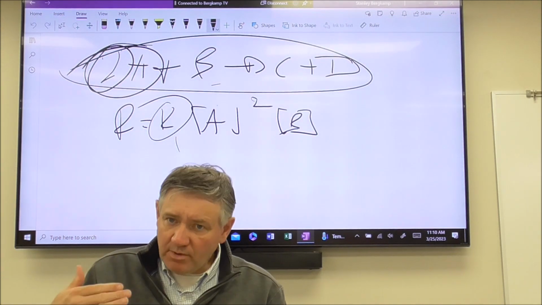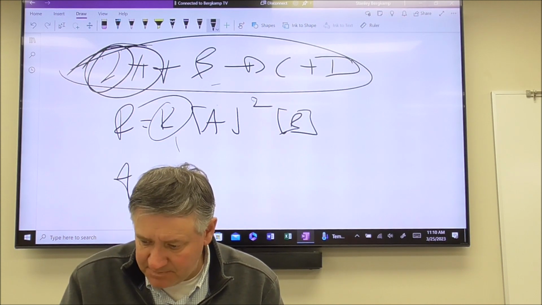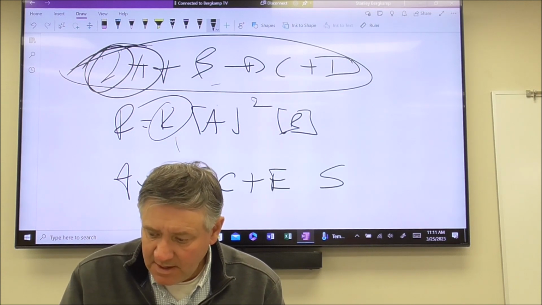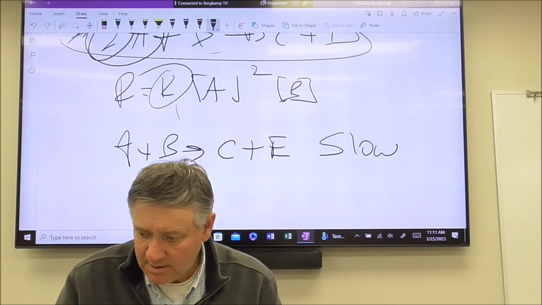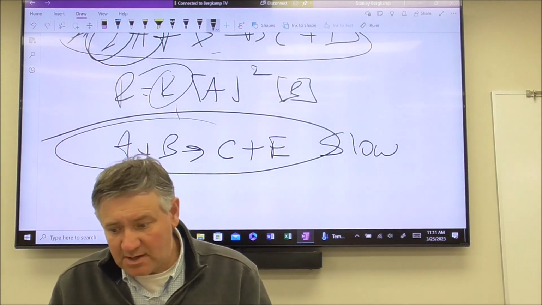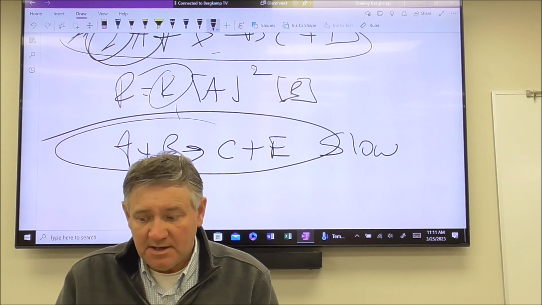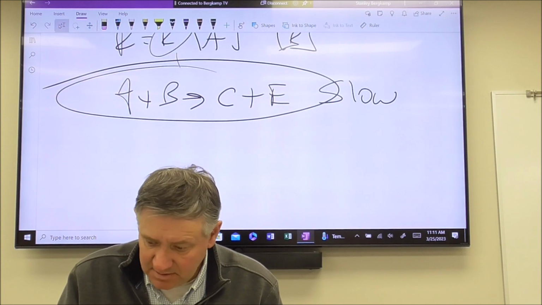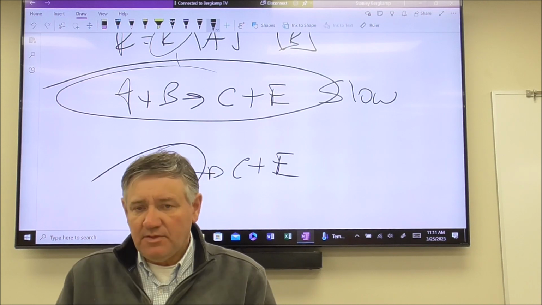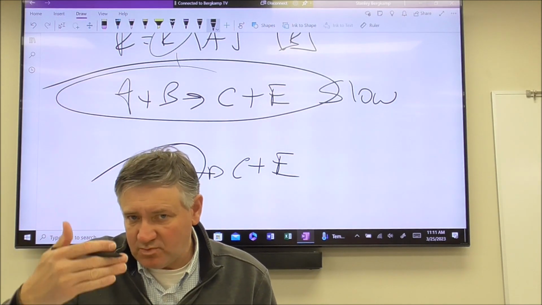So look at this. On that first one, the slow step is A plus B yielding C plus E. If this was the actual mechanism, then the rate would be dependent upon both concentrations of A and B, because those would be it. Now, on the second mechanism, your slow step is just B turning into C plus E. This one is only dependent upon the concentration of B. And that's what matches what we observe.